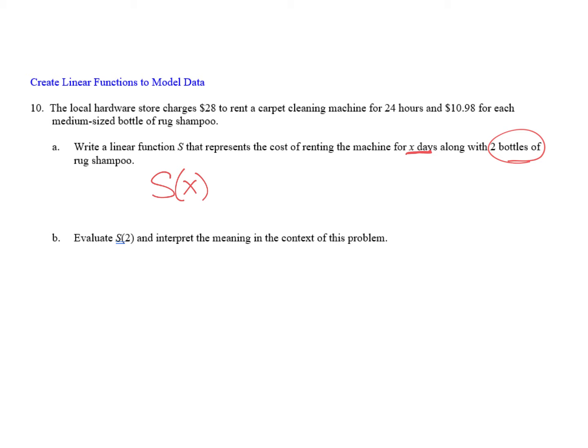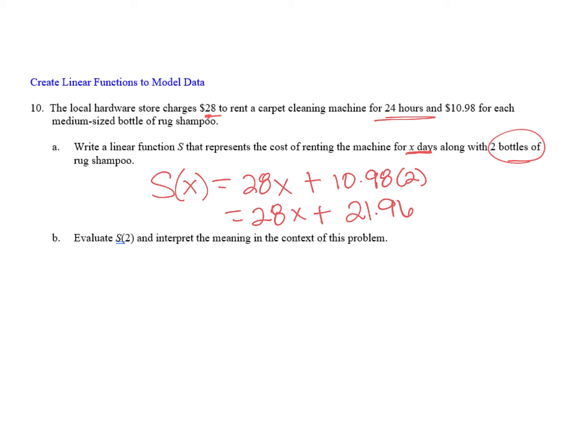S of X equals, you're going to do $28 per day. $28 for 24 hours. So $28 per day plus you're going to have 2 bottles of rug shampoo. So $10.98 times 2. My constant is actually that $10.98 times 2. So we could write this as 28x plus $21.96.